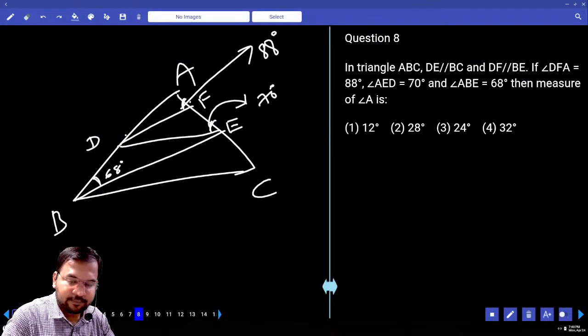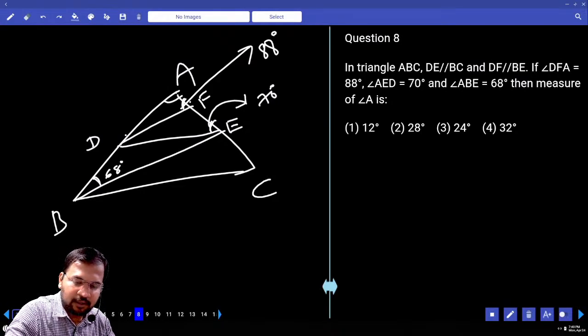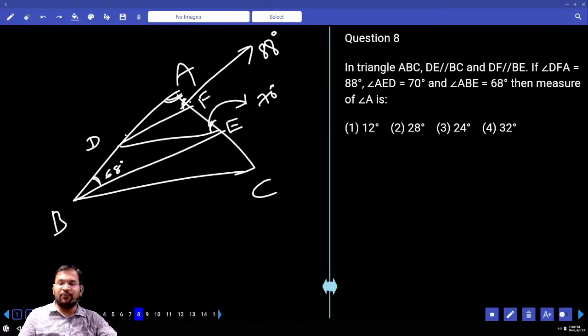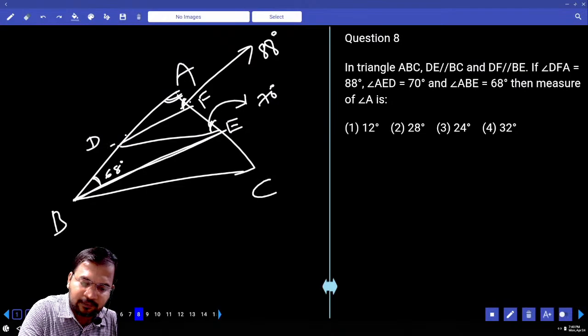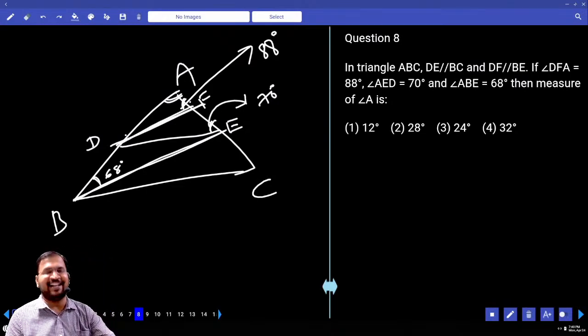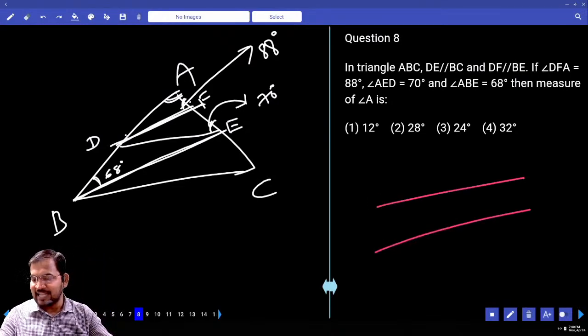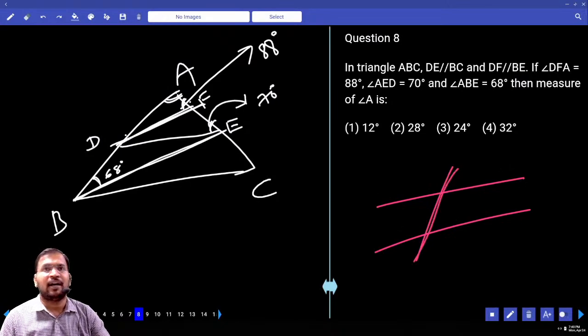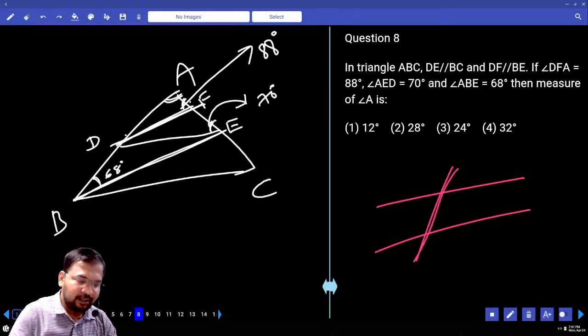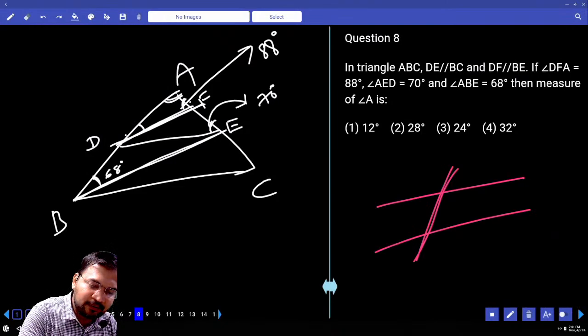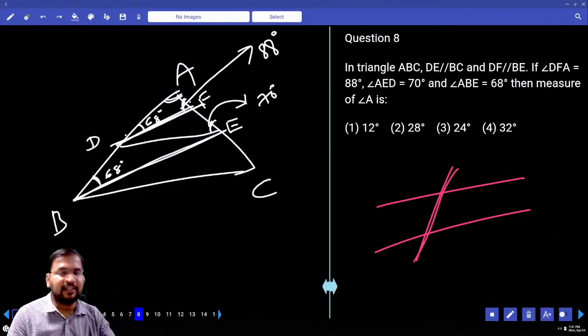They're asking what? If you observe carefully here, these two are parallel lines. Do you know the parallel lines transversal theorem? Corresponding angles are equal. If this is 68, this is also 68. We already know this angle is 88.